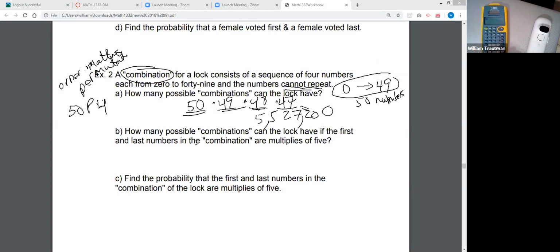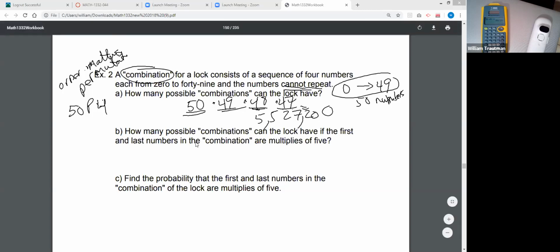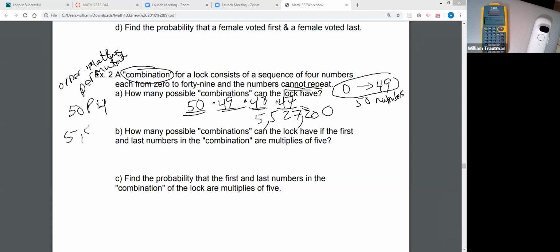So you type in 50 first, and then you go to probability. And you see permutation is number 1. Hit enter and type in 4. That's 50 nPr 4. That's the permutation. When you hit the answer, we get the same answer that we just got. This is a permutation. 5,527,200.